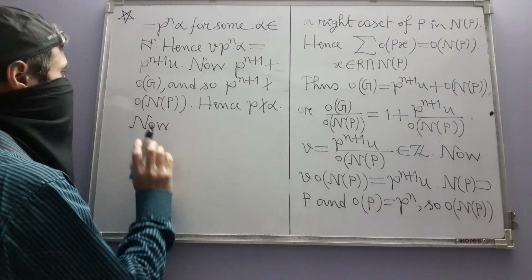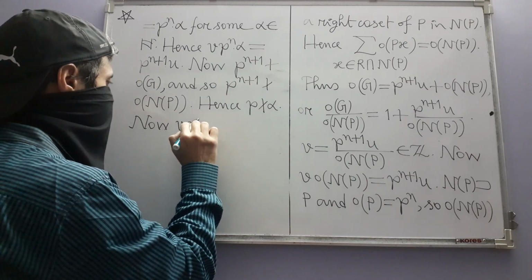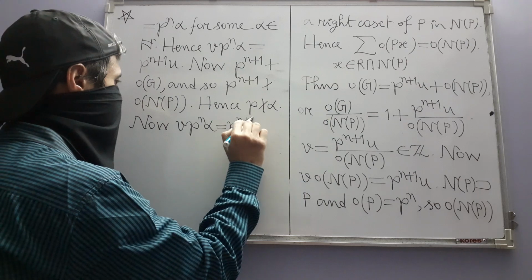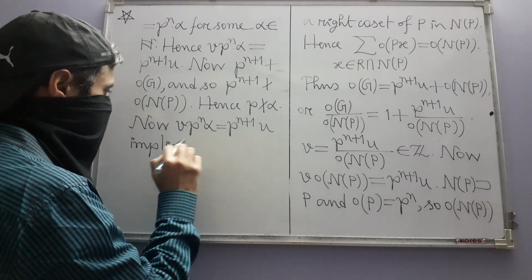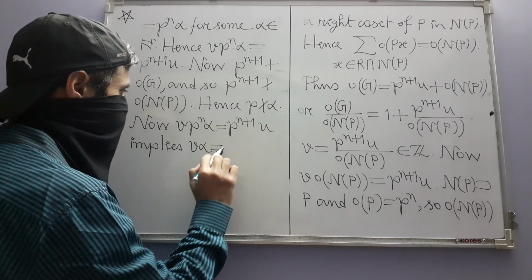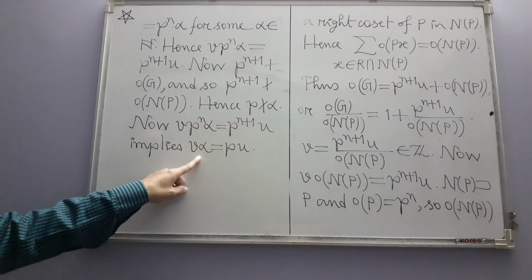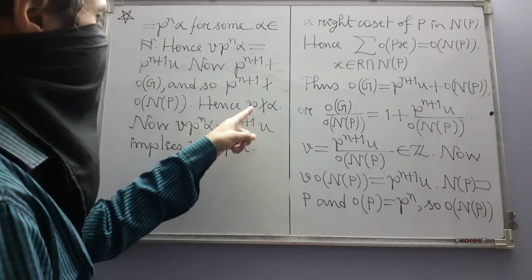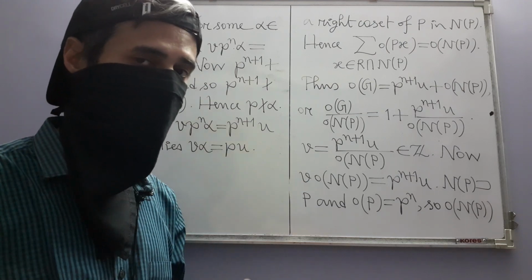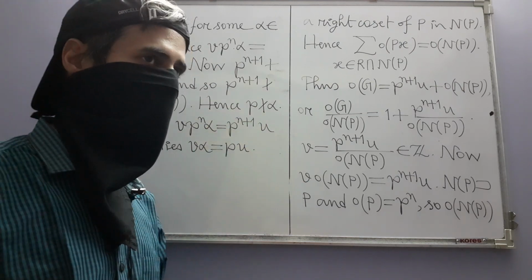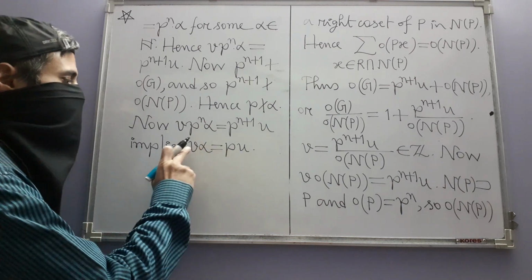Now, actually I should have written it afterwards, but anyway, this equal to p to the power n plus 1 u implies after cancellation we get v alpha equal to pu. So from this equation we can see that p has to divide v alpha, but at the same time p does not divide alpha. Now along with this you also remember that p is a prime. So because p does not divide alpha, the GCD of p and alpha is 1. So by Euclid's lemma, p would then have to divide v.